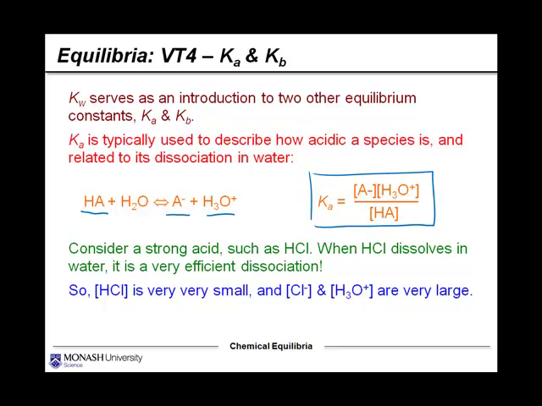So the concentration of HCl, the molecule, is very, very small. And the concentration of Cl minus and H3O plus are as large as they possibly can be, depending on the original concentration, of course. Sub these values into your Ka expression, and of course this means that Ka is going to end up being a very large number. Big numbers on top, small number on the bottom, ends up being a big number, right? So that's a strong acid.